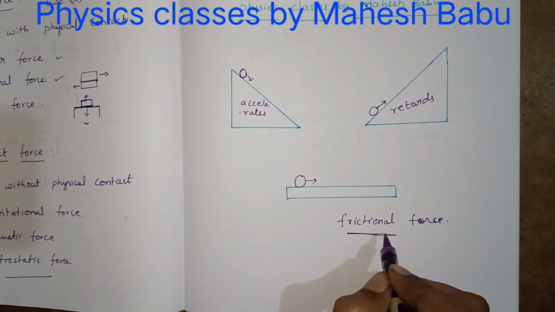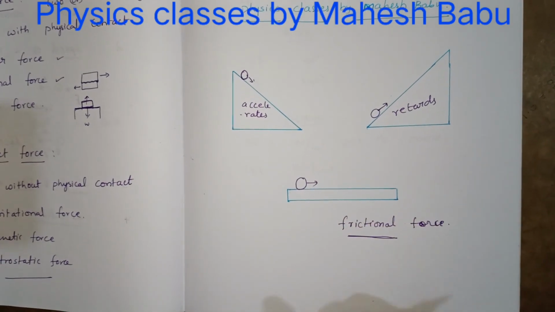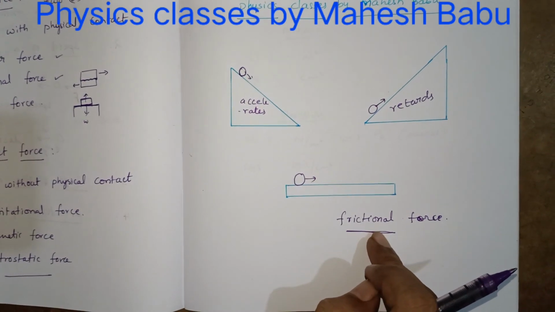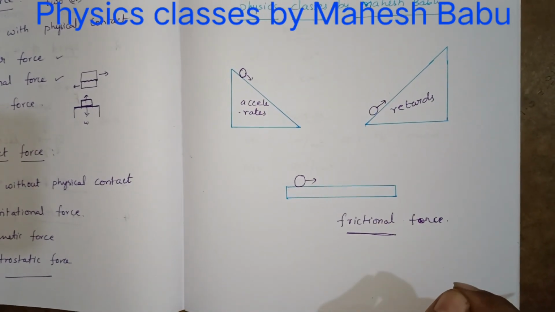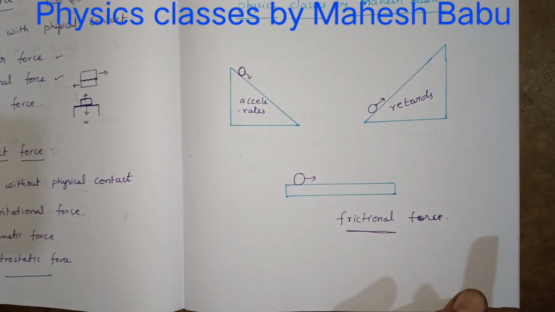To overcome this frictional force, that boy is continuously applying force. That boy applied force equal to the frictional force. So the net force is 0. There is no need to apply any force to move the body in uniform motion.